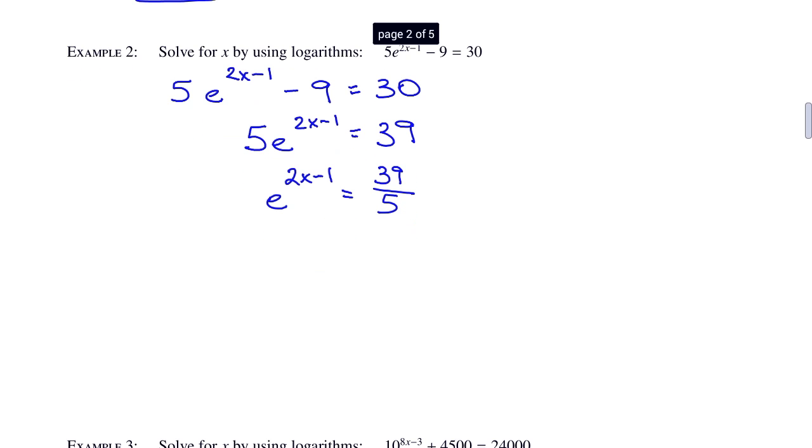Now we have e to a power is equal to 39 over 5. Here we're going to take the log. And the log that we choose, it's usually best, if you can do this, to take the log in the same base as the base of the exponent. Since the base of this exponent is base e, we're going to take the log in base e, which is natural log.